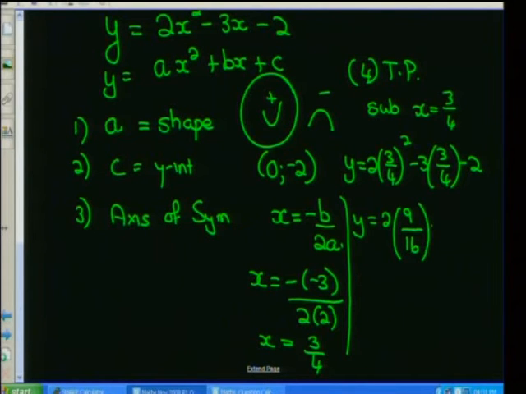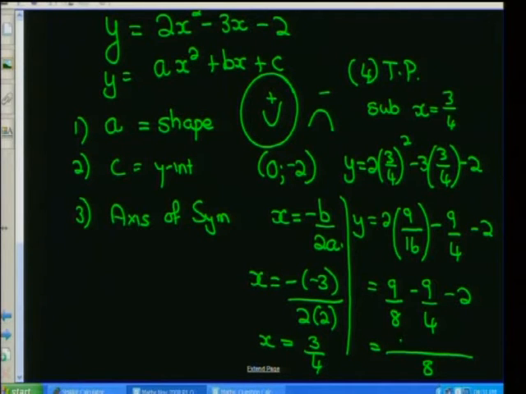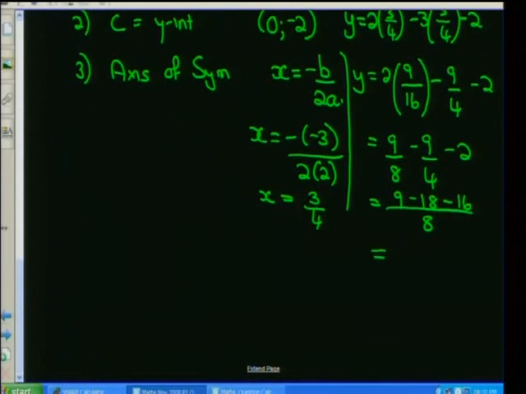9/16 minus 9/4 minus 2. And of course that becomes 9 over 8 minus 9 over 4 minus 2. And we can take it all over 8 now, so it's 9 minus 18, and that's going to be minus 16. And of course, if we're going to tidy that up a little bit more, it's going to be minus 25 over 8. So we have hideous turning points.